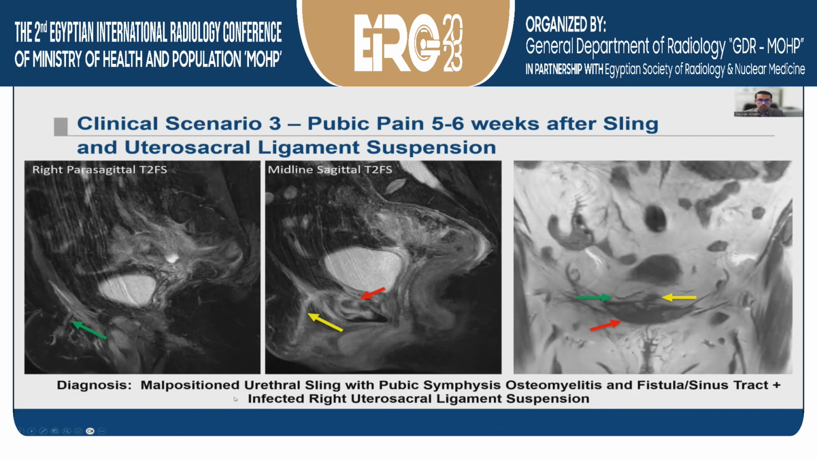So this was malpositioned urethral sling with pubic symphysis osteomyelitis causing a fistula, and there was also infected right uterosacral ligament suspension. This is what the suspected diagnosis in this patient is.